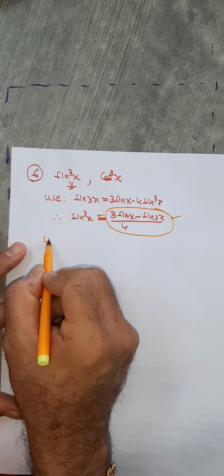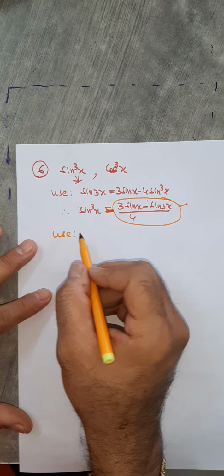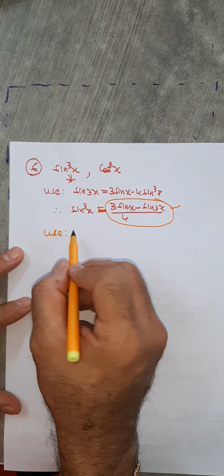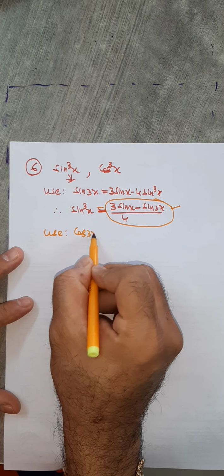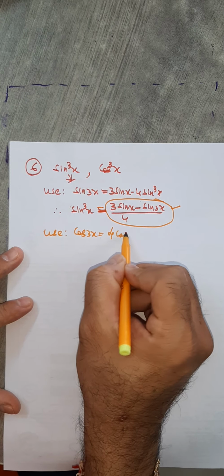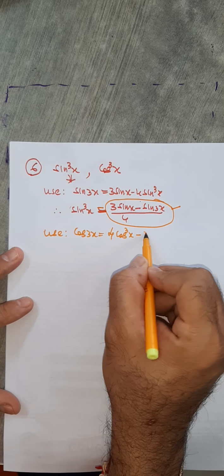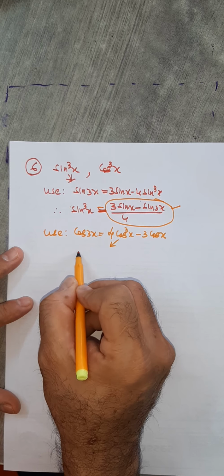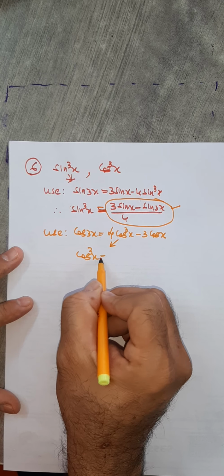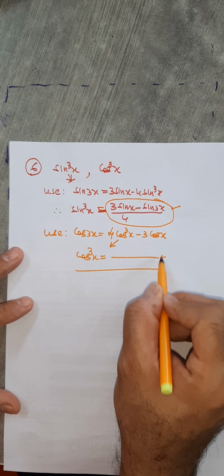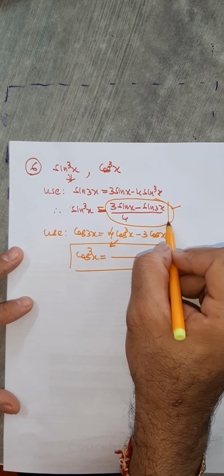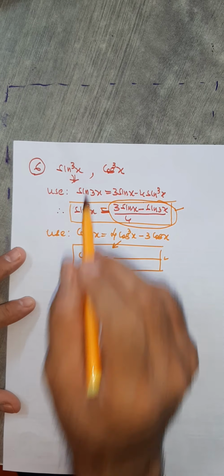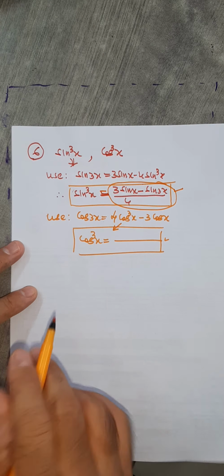So use this. In the same way, use the formula for cos 3x. What is the formula for cos 3x? You know it. Cos 3x equals 4 cos cube x minus 3 cos x. And again you find cos cube from this and use this for integration. Remember, the cos cube formula should be used, and the sin cube formula should be used normally, if you have sin cube and cos cube.